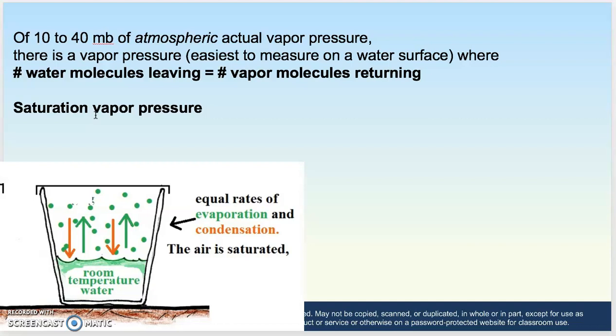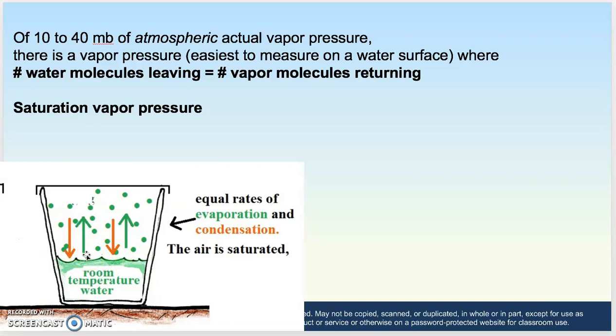But this is going to be a specific one that is usually measured on the water surface because that's such an easy place to get an equilibrium vapor pressure. An equilibrium vapor pressure is saturated air right here, where the number of molecules leaving equals the number of molecules returning. We call that a saturation vapor pressure.